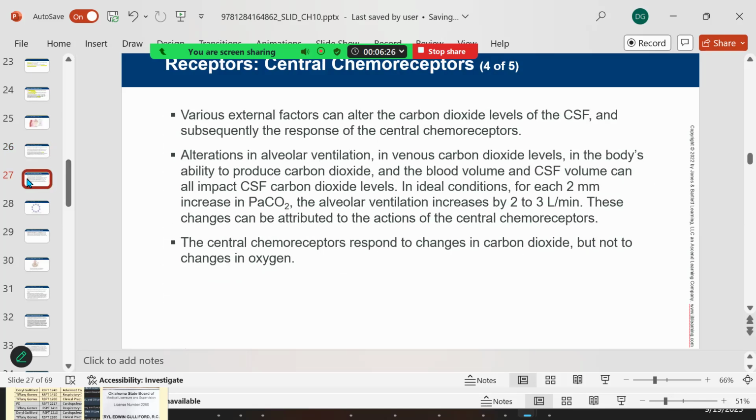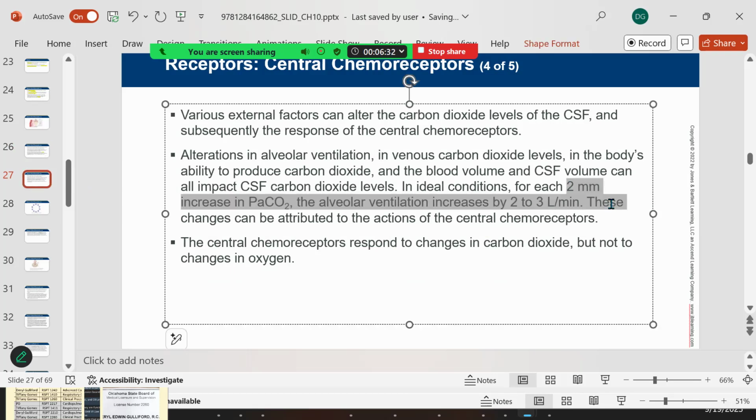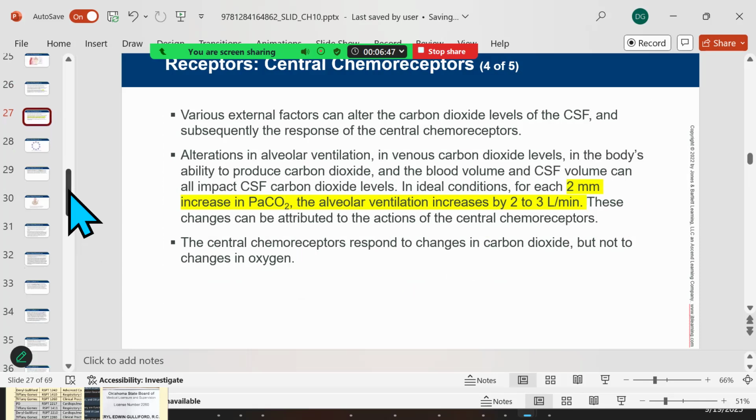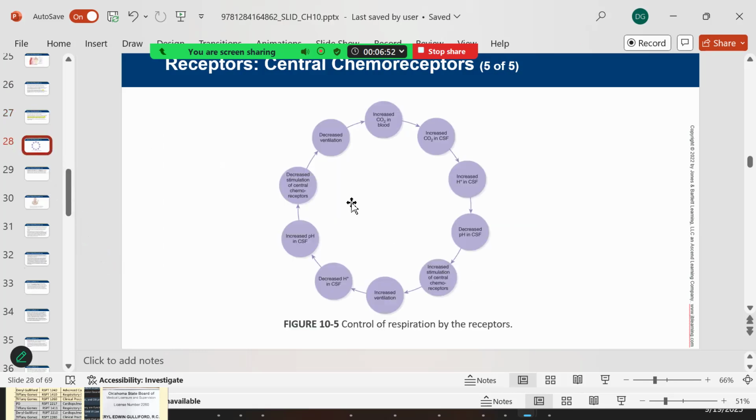Various external factors come into play here. For each 2 millimeter increase in CO2, alveolar ventilation increases by about 2 to 3 liters per minute. So it's a pretty tight response mechanism. It runs a tight ship, you might say. It doesn't let the CO2 change very much from the patient's own normal. Now, absolute normal is 40, but many of our long-term patients have CO2s in the 50s or 60s all the time. So it's just going to be that way, and it becomes their normal.